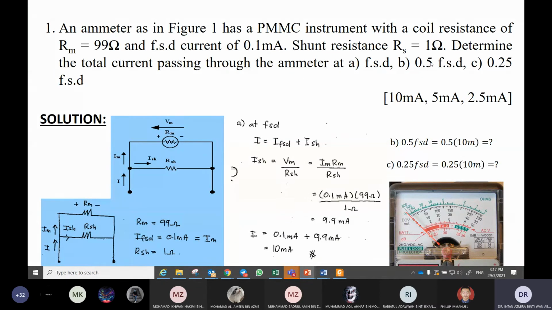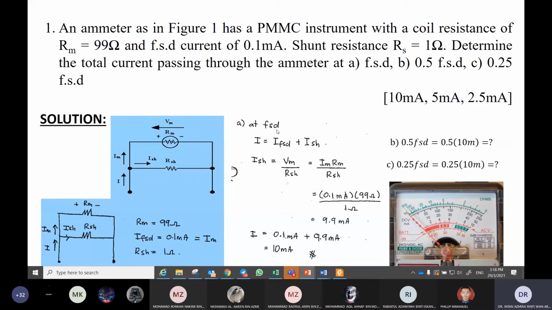B, 0.5 full scale deflection. So determine the total current at 0.5 full scale deflection, meaning that if the needle is located at the middle, 0.5 at the middle, what is the current? C, 0.25 full scale deflection, meaning this is the full scale and we want 0.25 only. 0.25 is about here, right? So what is the current? What is the reading of the ammeter?